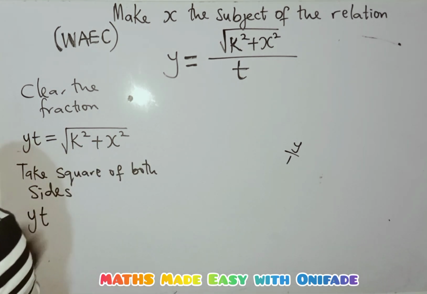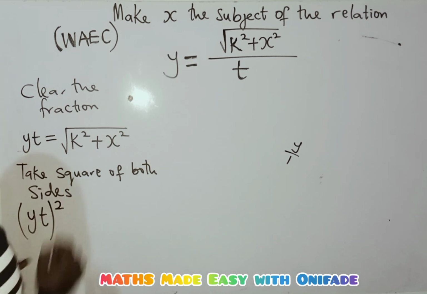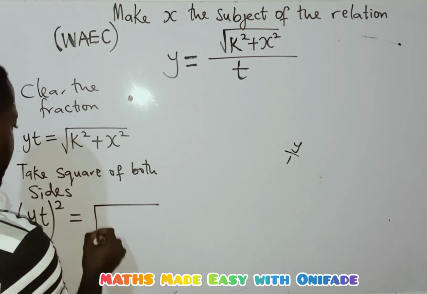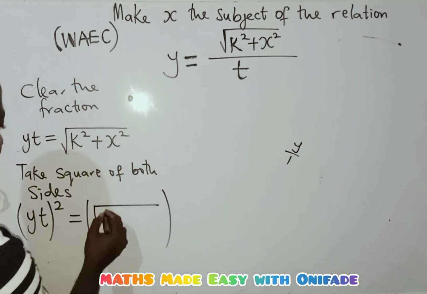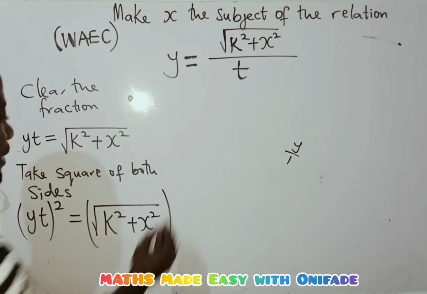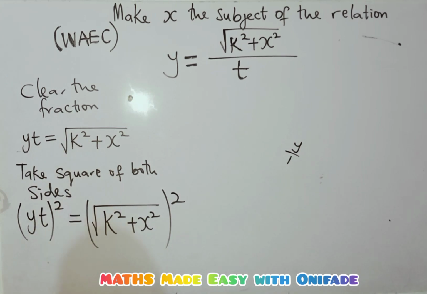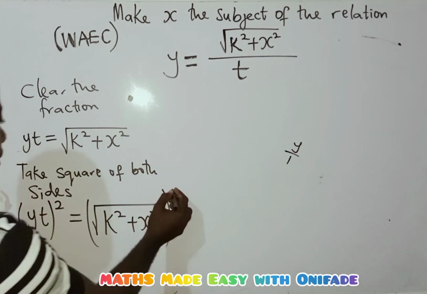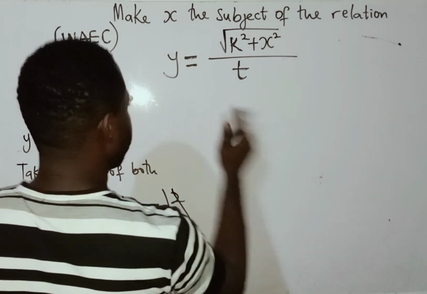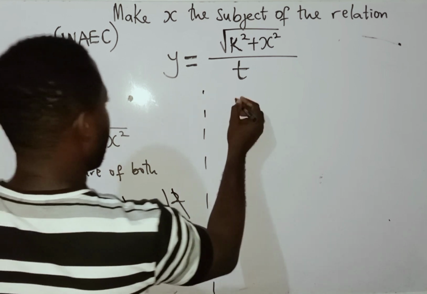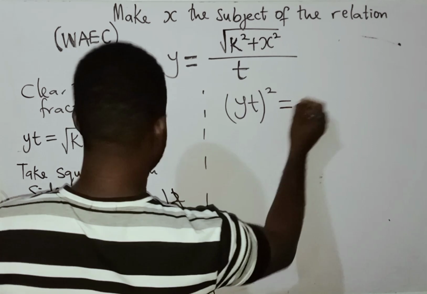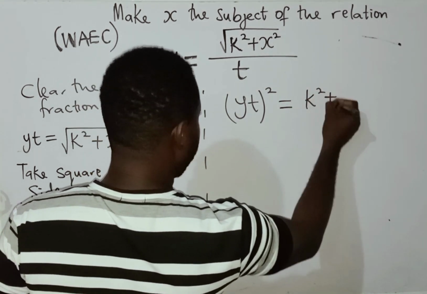So I'm going to say yt, with this square, equals to, let me put this also in brackets, k squared plus s squared, then the square will be outside. Now both sides have the square. Now this square will cancel out these square roots. Then I will now be left with yt squared equals to k squared plus s squared.